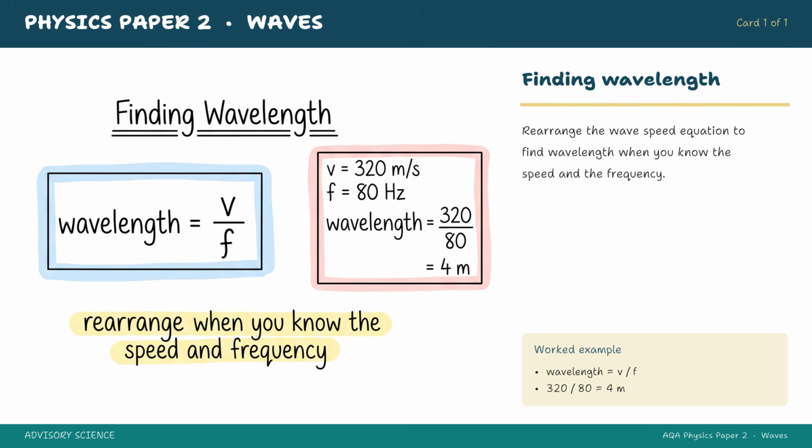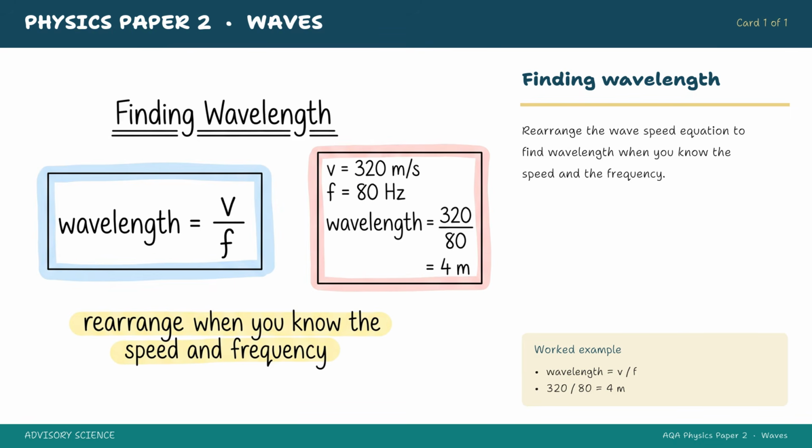The other way: a wave travels at 320 meters per second with a frequency of 80 hertz. So to find the wavelength, you rearrange to wavelength equals wave speed divided by frequency, which is 320 divided by 80, which equals 4 meters. In the exam, check frequency is in hertz and wavelength in meters before you multiply. And remember, every wave, sound, water, and light, obeys this same equation.